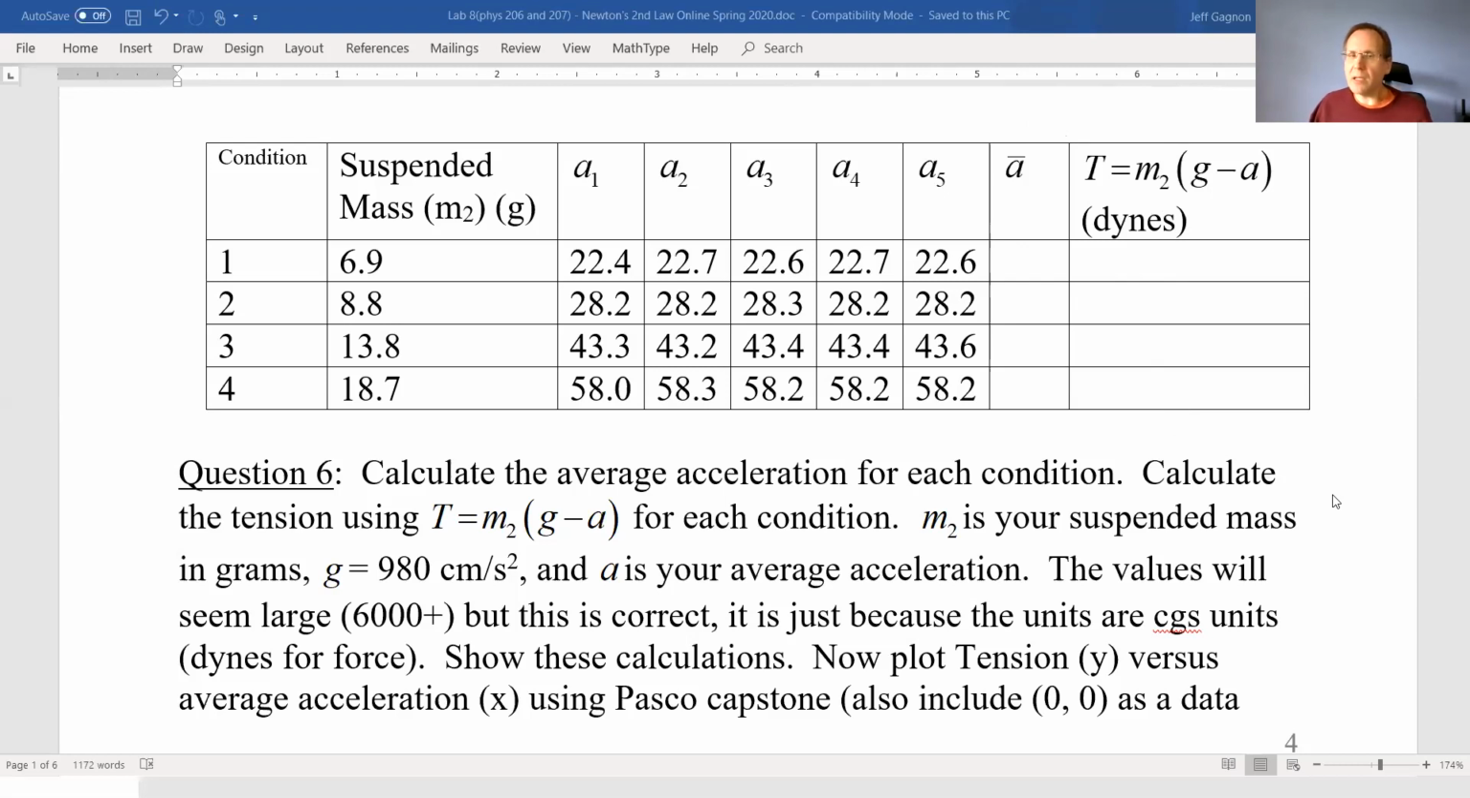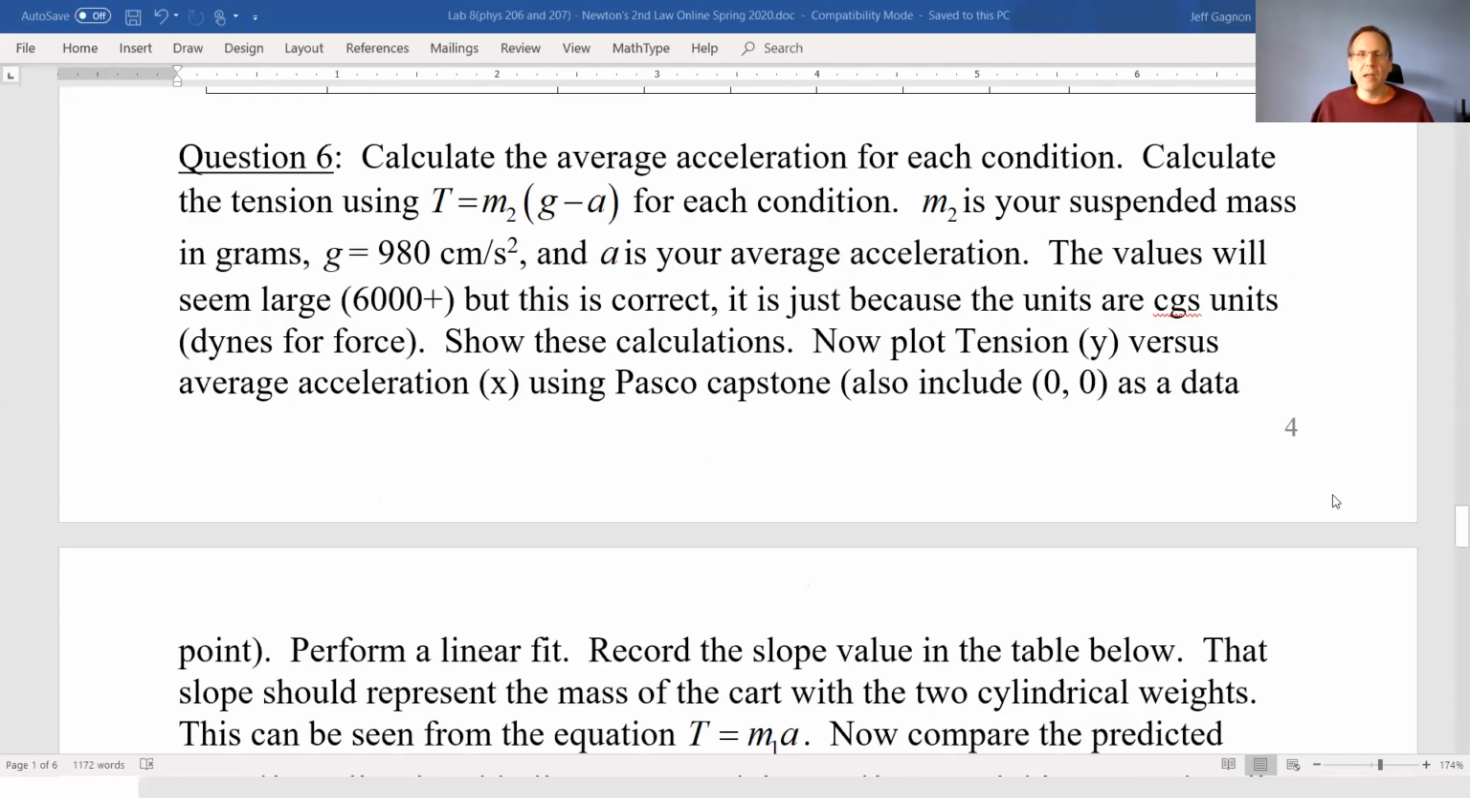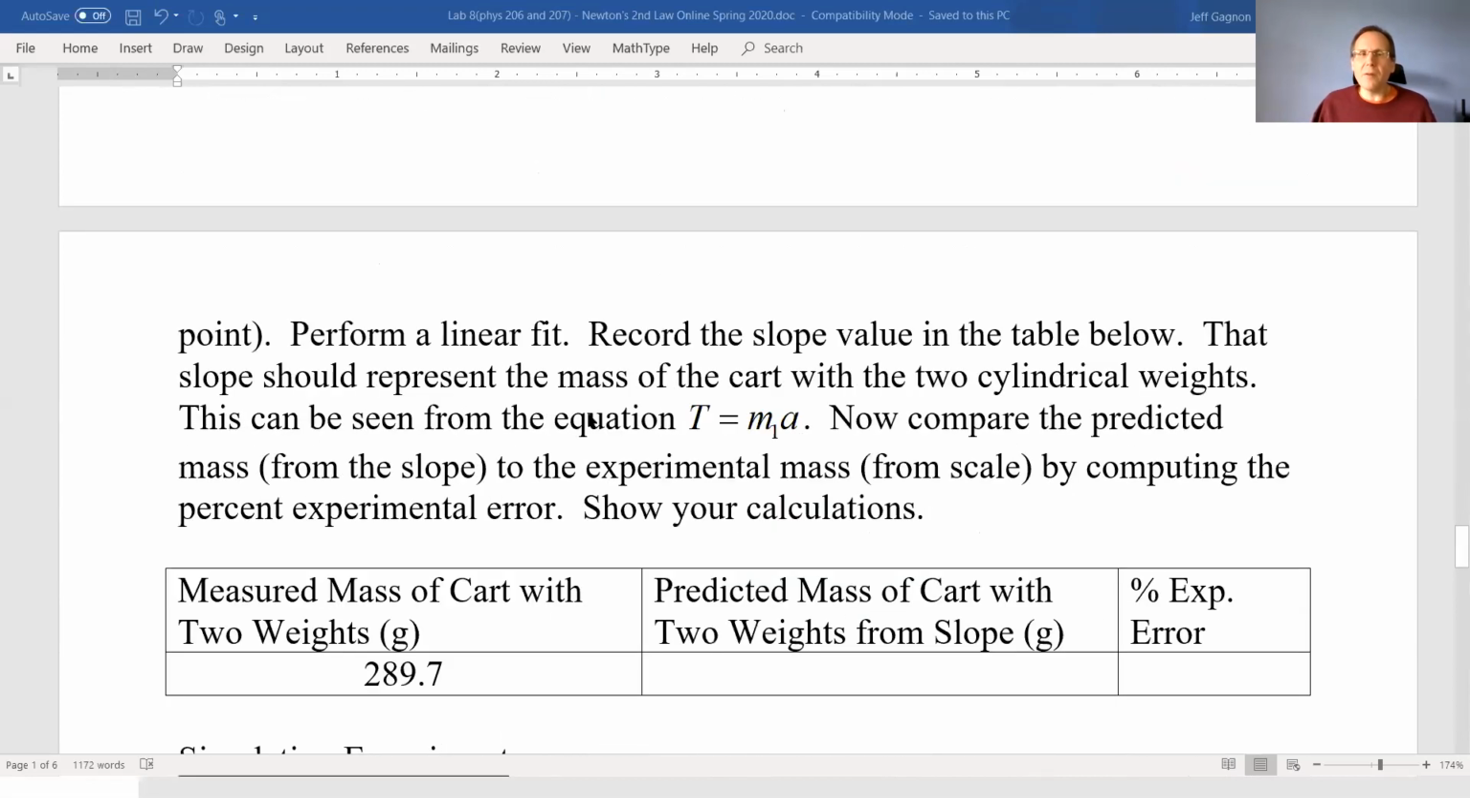You want to do a linear fit, right? So you're going to plot it, then do a linear fit. Don't forget to give a title at the bottom: tension versus acceleration. And then when you do the linear fit, remember, it'll give you the slope value. Well, what does that slope represent?